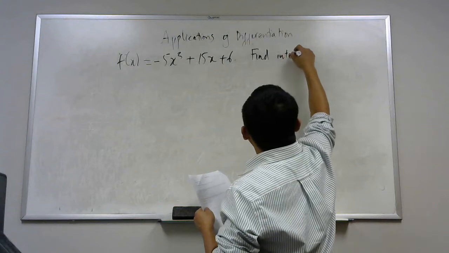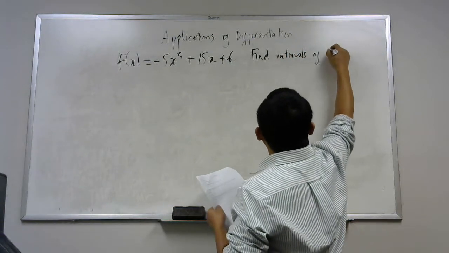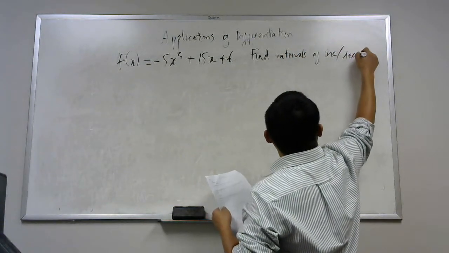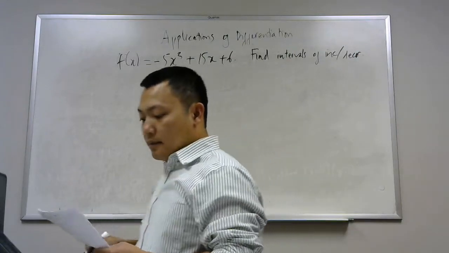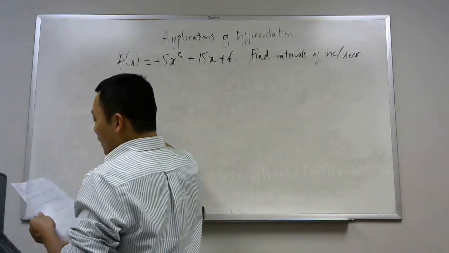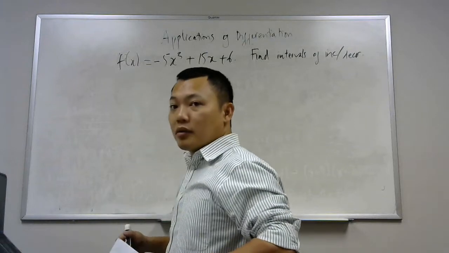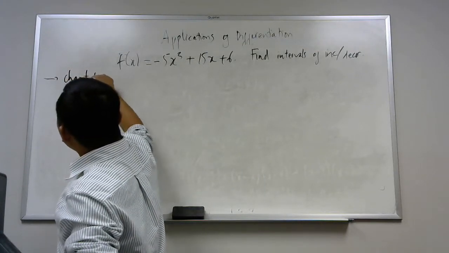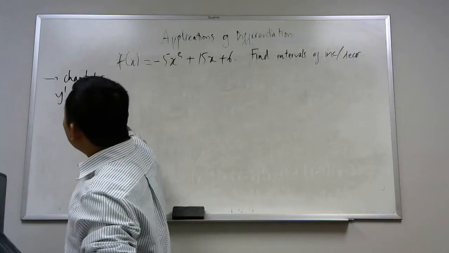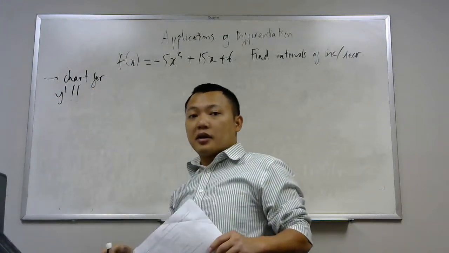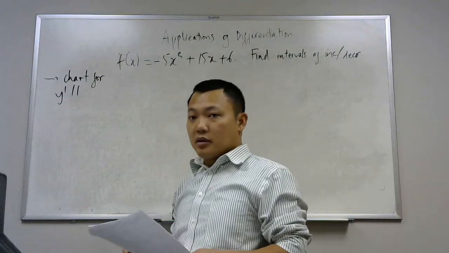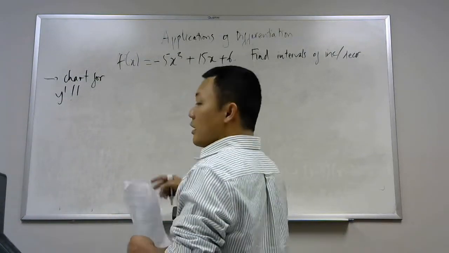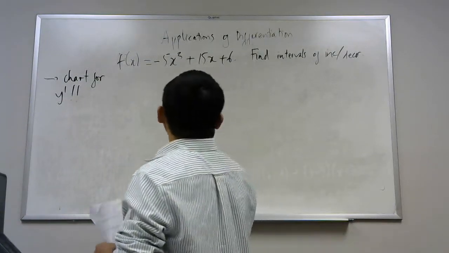Intervals of increase, decrease, right? Of course, we have to find our critical points. Our purpose is to make a chart for the first derivative. Don't forget about that. And in order to make a chart for the first derivative, we need all information about the first derivative: critical points, and something else.